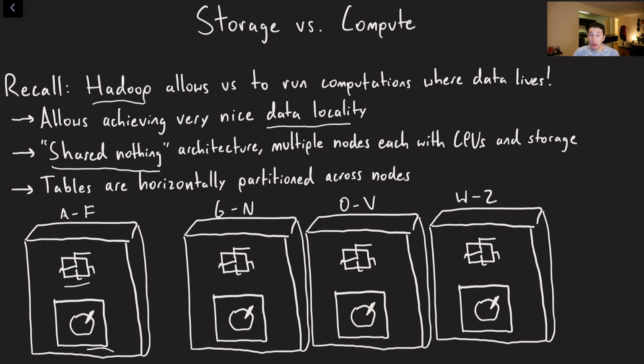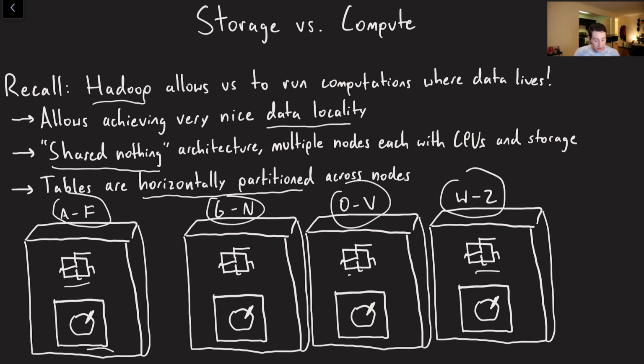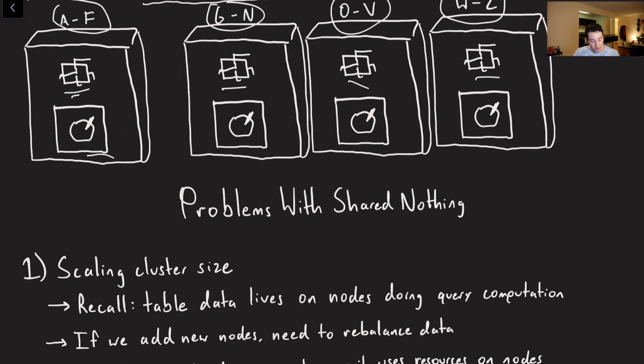Cool. And so the idea here is, if we are going to run a data warehouse on Hadoop, we're basically doing a bunch of horizontal partitioning of the file data across nodes. So maybe all keys starting with A to F are here, G to N is here, O to V is here, and then W to Z is here. And note that what this means is we need 4 CPUs and we need a bunch of disks as well.